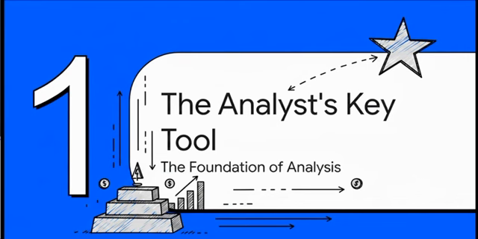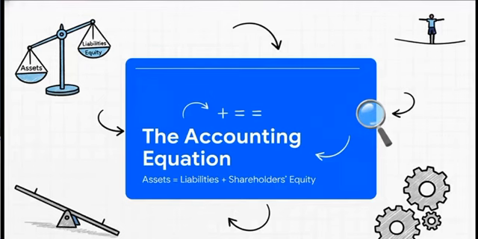The entire world of financial analysis, I mean every report, every stock valuation, all of it is built on one simple, unshakable foundation. We call it the fundamental accounting equation. If you can get this, you've basically got the key to understanding any company on the planet. And here it is. Assets equals liabilities plus shareholders' equity.